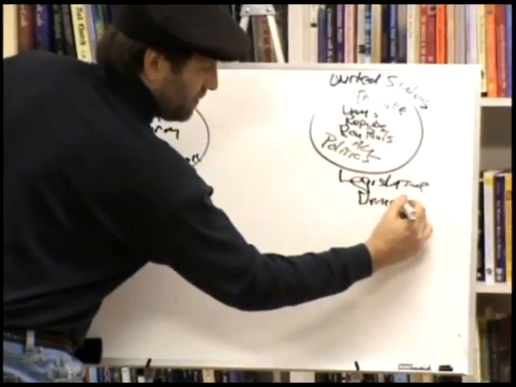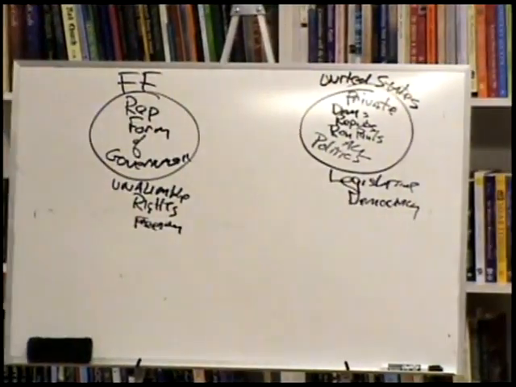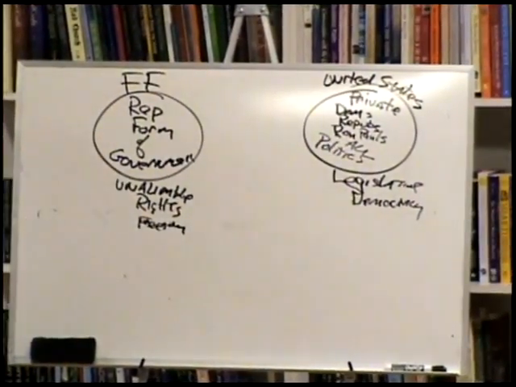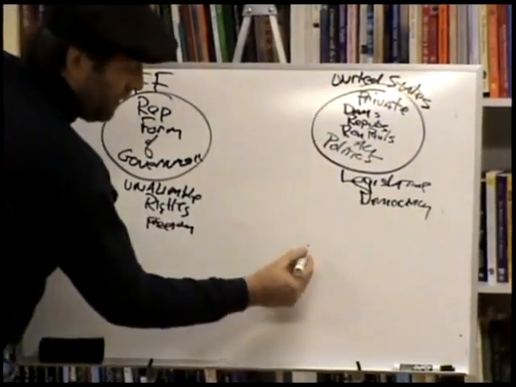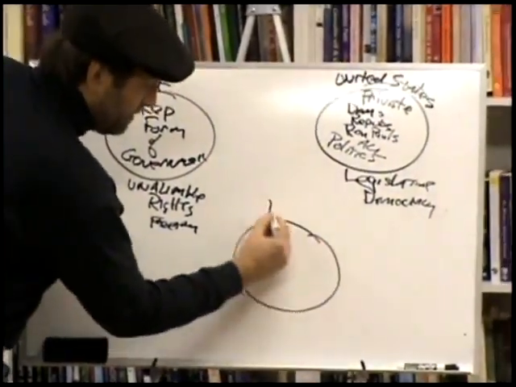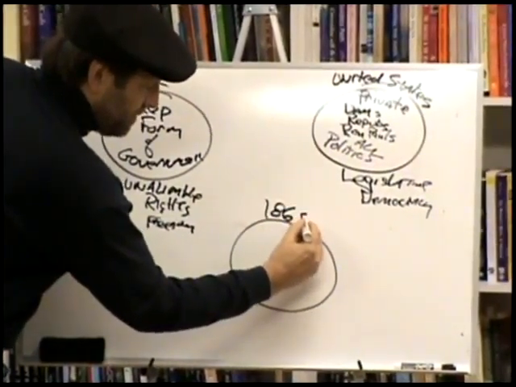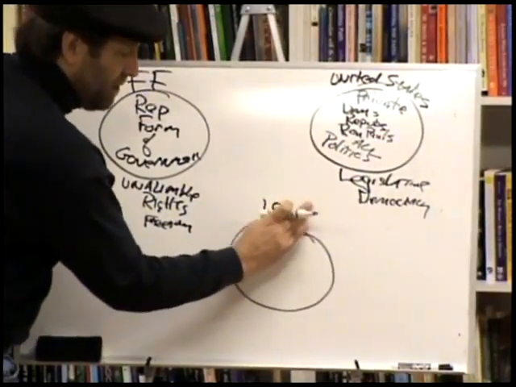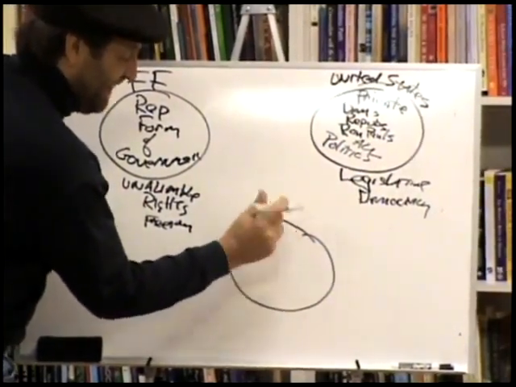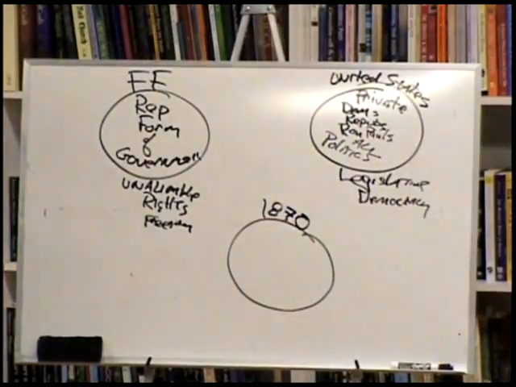Now here's what's sickening. What system were we supposed to be living under? This one. Remember in 1870? What happened in 1870? The 15th Amendment. The right to vote.